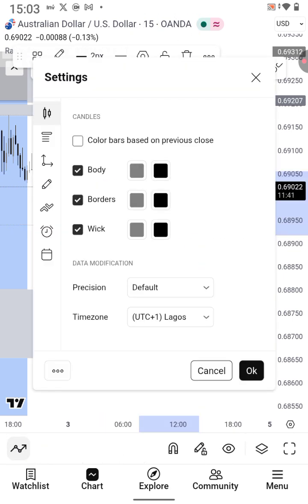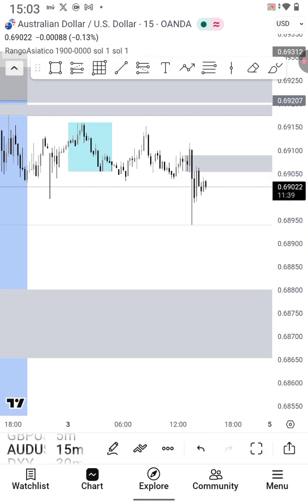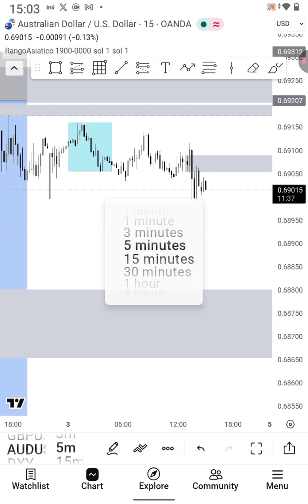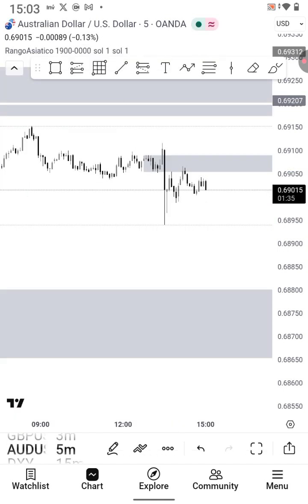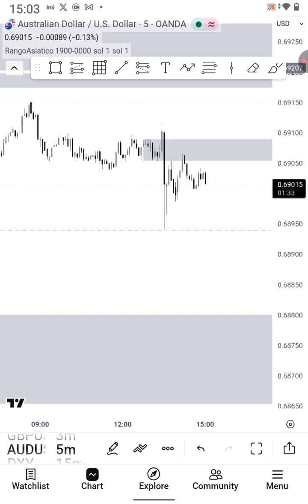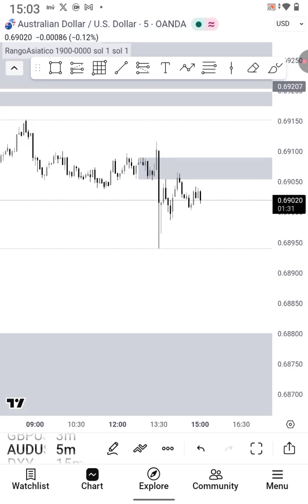So let me go to 5 minutes time frame. I usually look for my setup on 5 minutes time frame. Now this is 5 minutes time frame. Are you seeing it now? This is usually what I like to see when I'm taking my trades. Are you seeing it now?